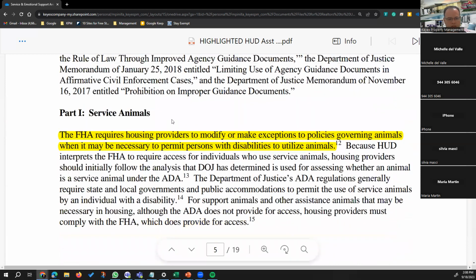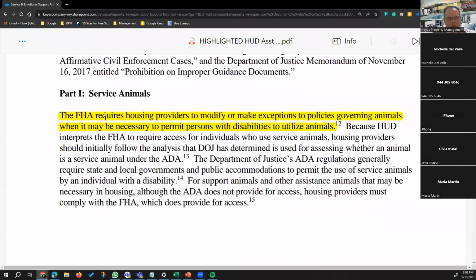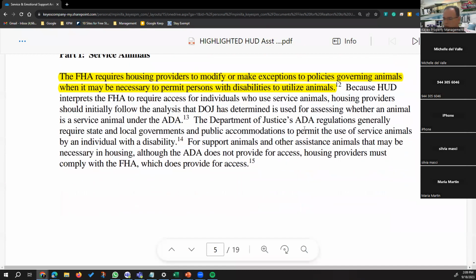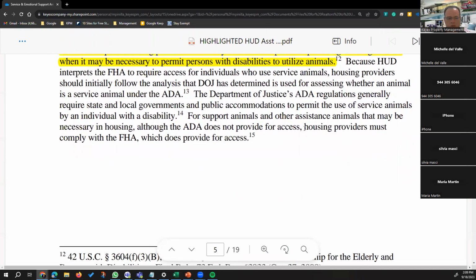So it says service animals. The first type of animal is service animal, okay? And it says FHA requires housing providers to modify or make exceptions to policies governing animals when it may be necessary to permit persons with a disability to utilize an animal. So it's a requirement, it's a law, it's something that you have to do.